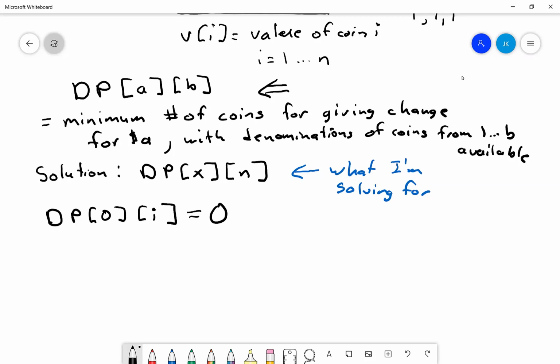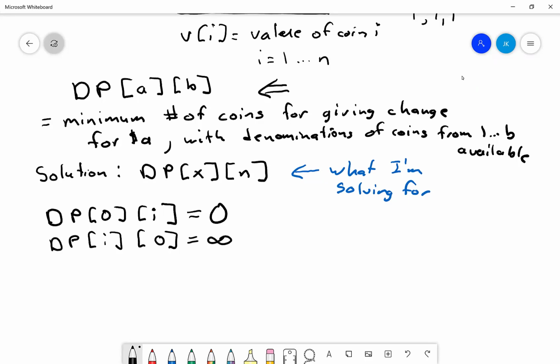Well, that's always going to be 0. This is a base case. If I've got $0 to make change for, I don't need any coins. Hopefully this is obvious. Likewise, if I have dp of some amount I, and I have none of the coins available to me, then this is going to be something like infinity.